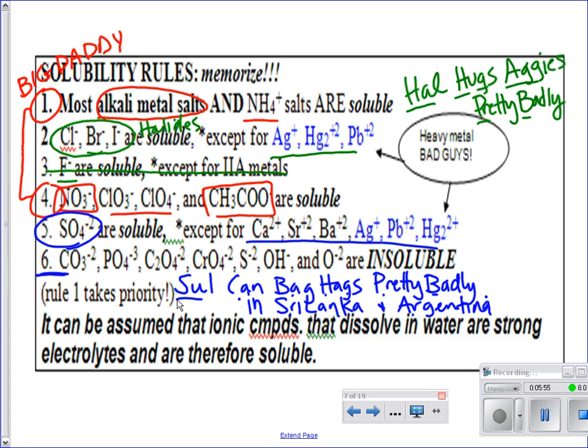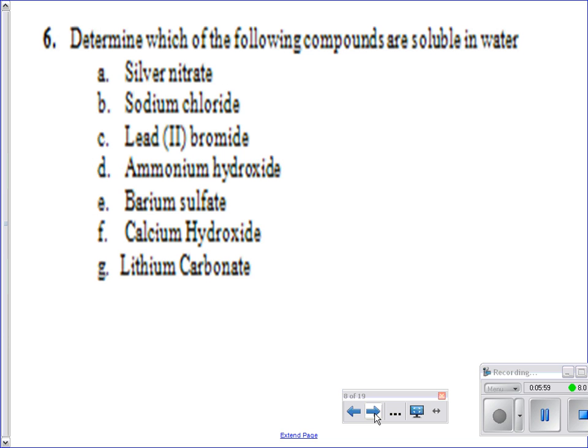Okay? So let's apply this to something so fun, net ionic equations. Oh, not yet. First, we're going to practice our solubility rules. I'm going to go through, and you're going to tell me if each of these salts is soluble or not soluble in water, and tell me why.